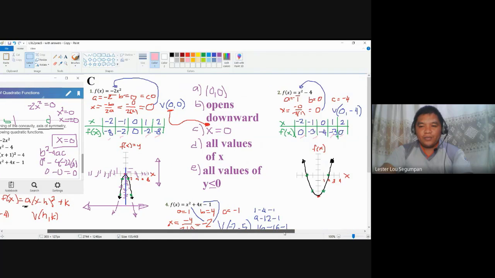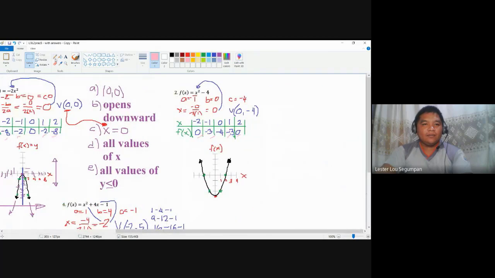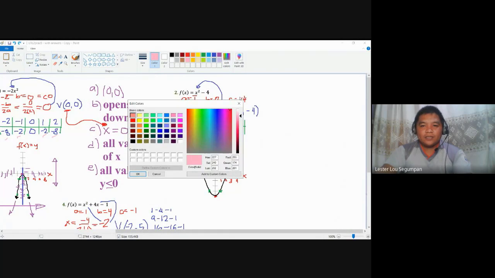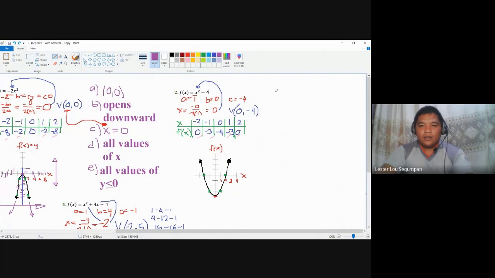If you're going to proceed with number 2, let's use the same. Letter A, look at the intercepts. Intercepts is where the graph intersects the x-axis. It's here and it's here.